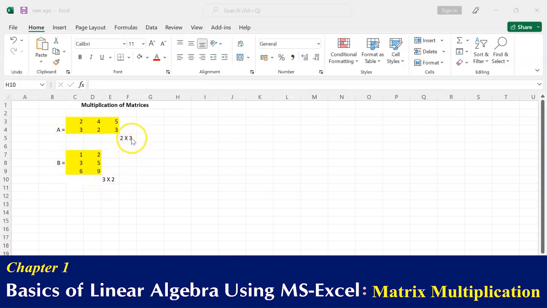The dimension of the resulting matrix will then be 2 by 2: the number of rows of the first matrix multiplied by the number of columns of the second matrix.